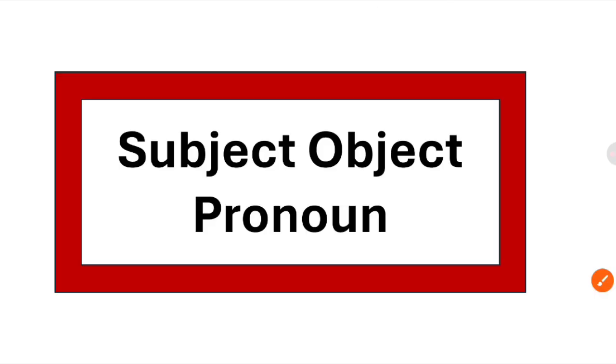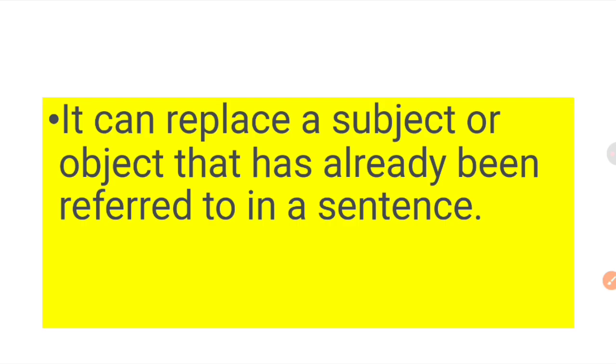Now let's see how you can use it. So it can be used as a subject or object pronoun. Pronoun which is used in place of noun. Everybody knows about it. So as a subject or object. So you are replacing the noun and you are using "it." How? Let's see the examples. So it can replace a subject or object that has already been referred to in a sentence. So you will replace a subject or object which has already been referred to with this "it."